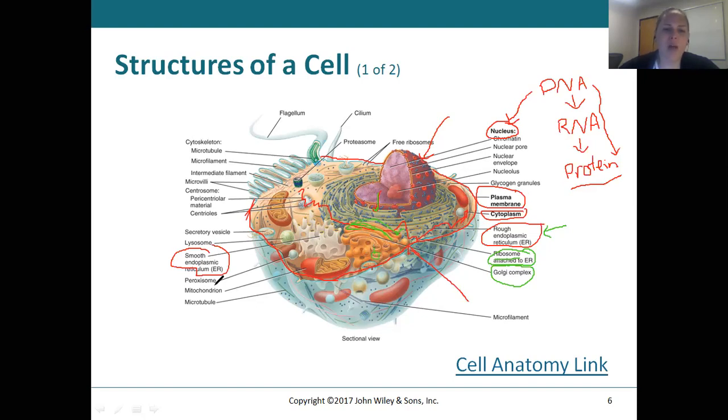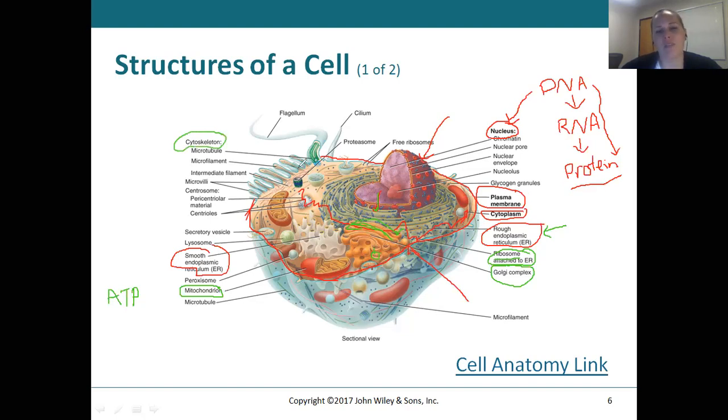Other structures worth mentioning: hopefully everyone who's taken a basic biology class recognizes the mitochondrion. Mitochondria are the powerhouse of the cell, and they make ATP, or adenosine triphosphate. It's the energy source of the cell. All of these processes that need energy generally use ATP as the energy source. I'm not going to go through every single one of these because I don't want to overwhelm you.